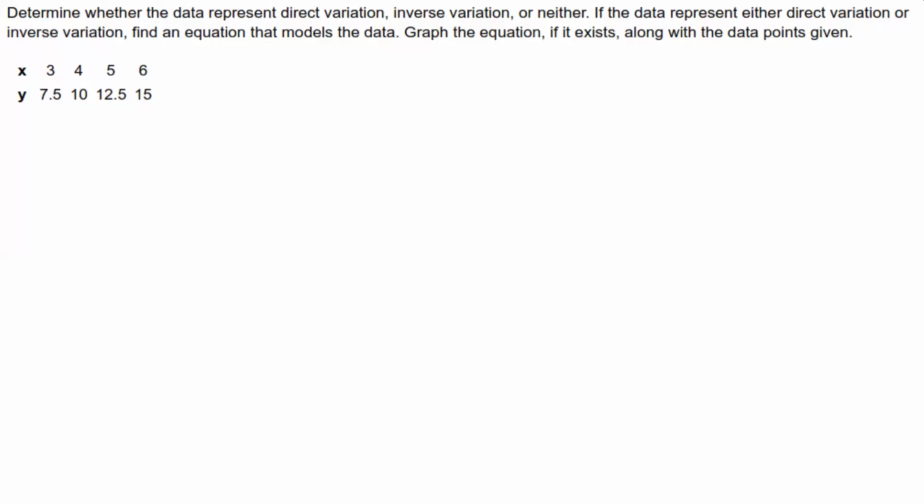All right, so this next one, we're supposed to determine whether the data represent direct variation, inverse variation, or neither. If the data represent either direct variation or inverse, find the equation that models the data. Then graph the equation if it exists along with the data points given. Okay, so first off, we have our data points.